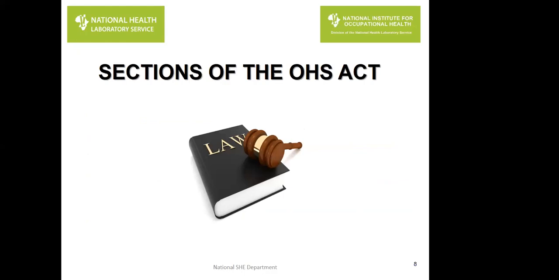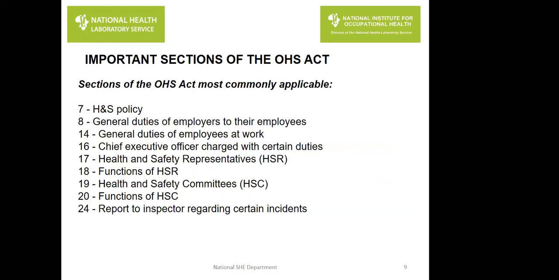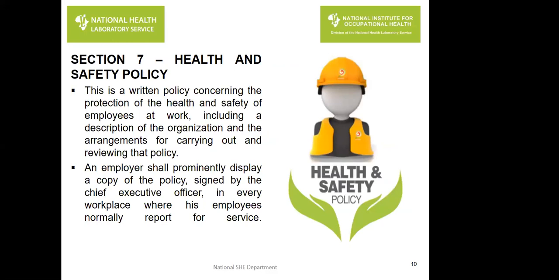So I'm not going to go through the entire OSH Act and all the sections, but I've selected the most pertinent sections with regard to the workplace. So I'll begin with section 7. Section 7 is the health and safety policy. It is a written statement of principles and goals embodying the company's commitment to workplace health and safety. It includes briefly a description of the organization and the arrangements for how it will carry out reviewing this policy. This policy statement needs to be prominently displayed at all workplaces, signed by the CEO, and it must have a review date.